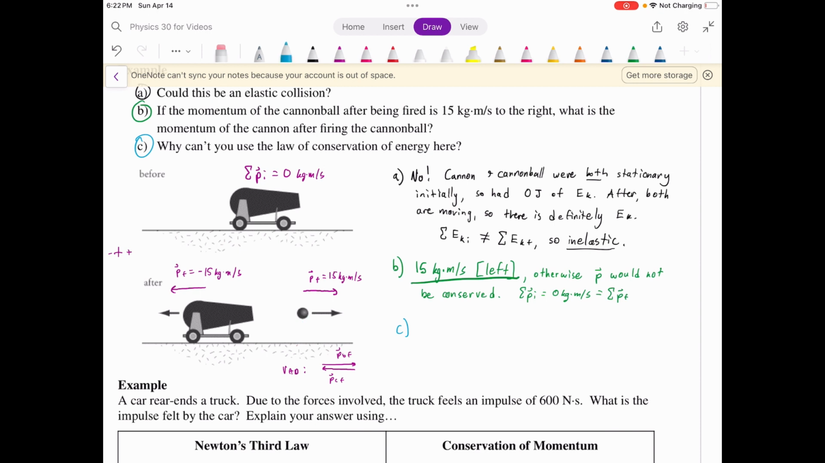Plus, we don't have any way of knowing how much of that energy actually went into the cannonball and how much just left the system as heat energy altogether, right? So again, it's not that the law of conservation of energy isn't true, but we don't really have the information we would need to use it. We have no way of knowing where that energy all went. It's hard to keep track of, so to speak, unlike the momentum in this situation.